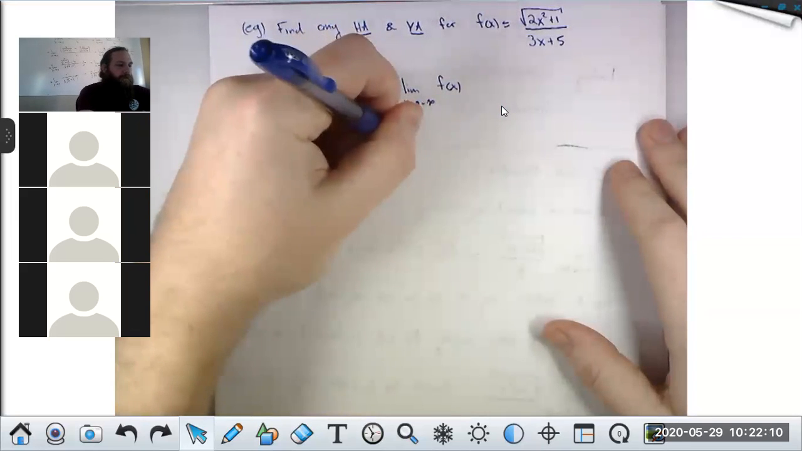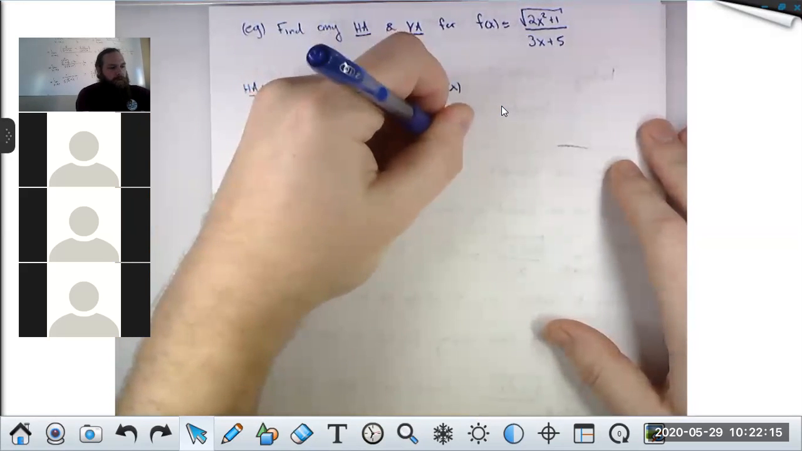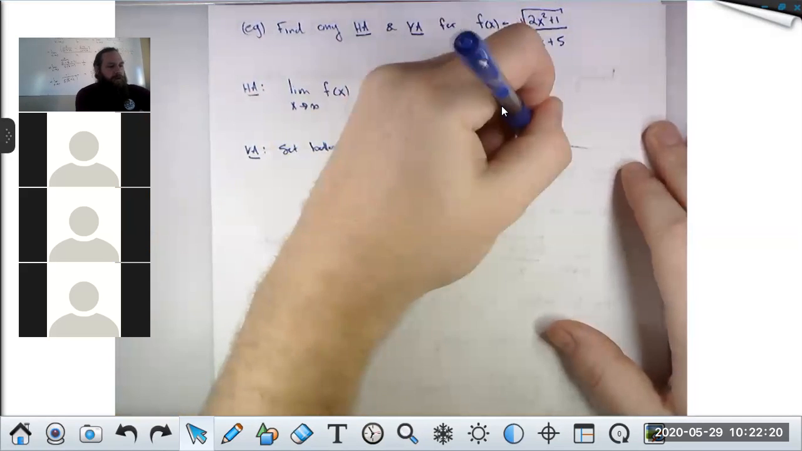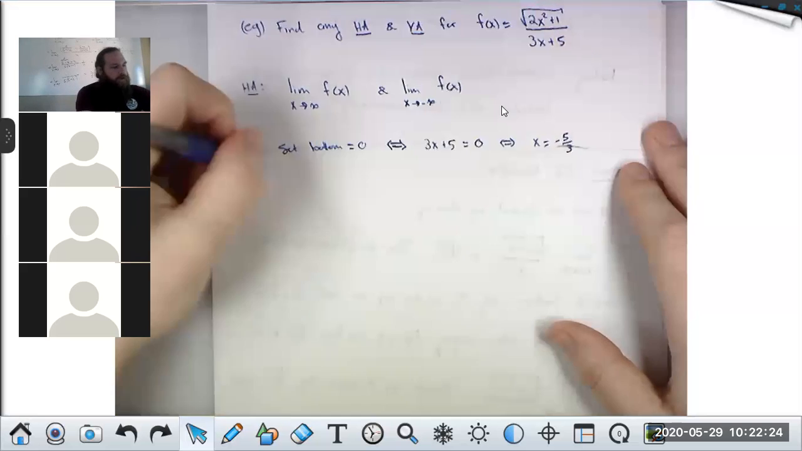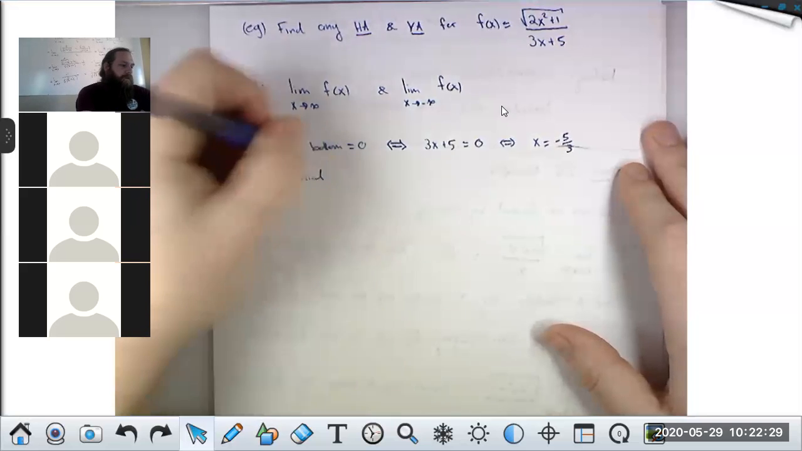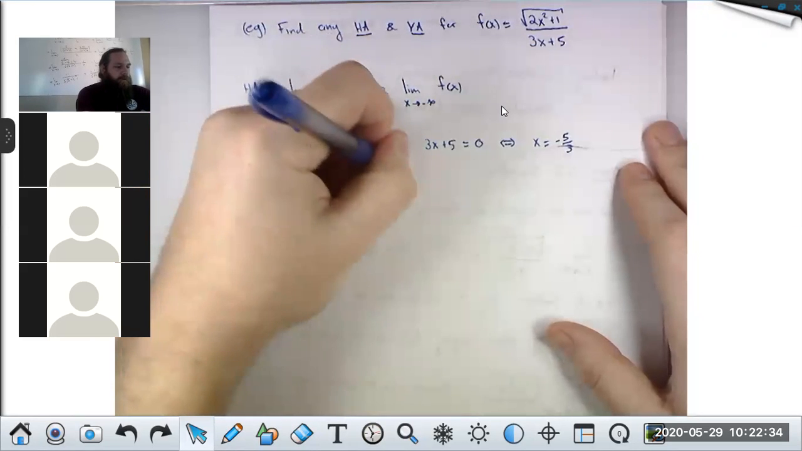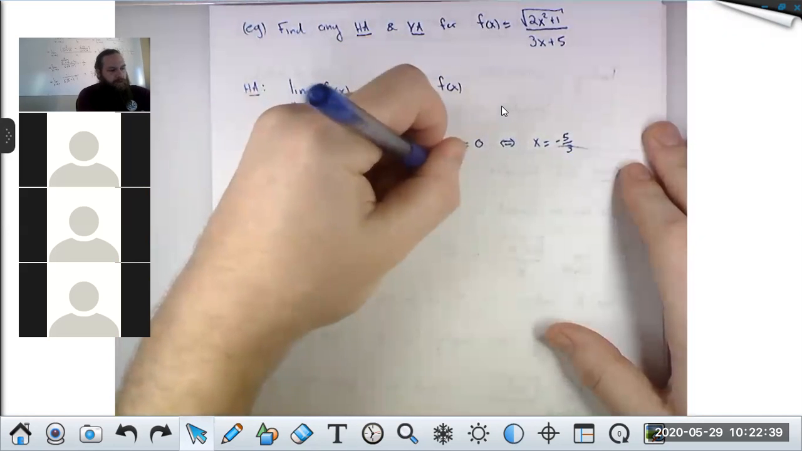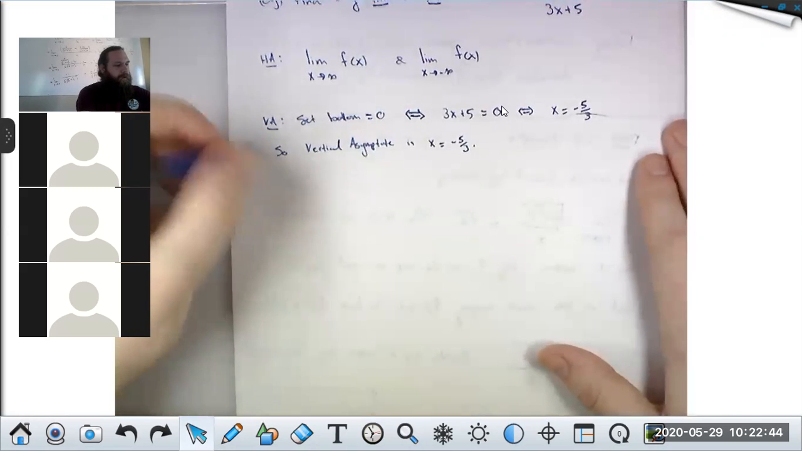The bottom here is equal to 0 if and only if 3x plus 5 is equal to 0, which is true if and only if x is equal to negative 5/3. So the vertical asymptote is the vertical line, x equals negative 5/3. So with that out of the way, we can find our HAs.